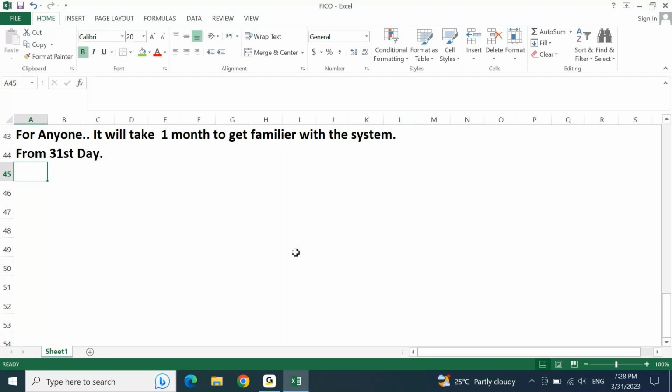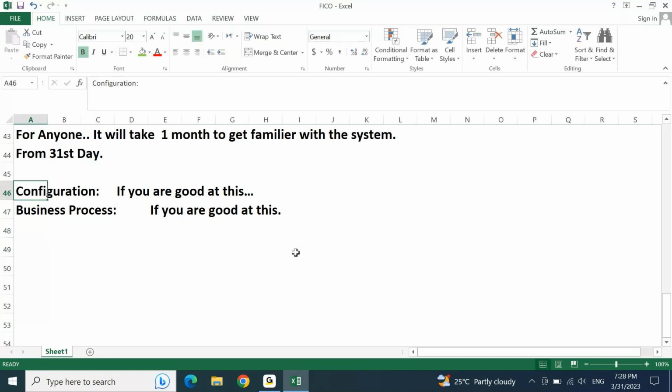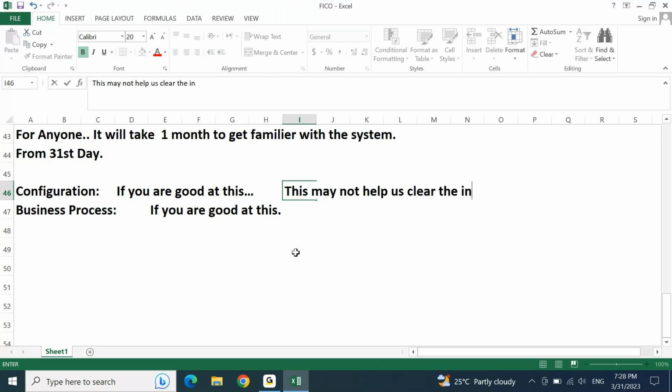Okay, so if I am talking about configuration, if you are good at this, okay, and if I am talking about business process, if you are good at this. Now, if I am good at configuration, this may not help us clear the interview. If you are good at configuration, this is not going to help you clear your interview.